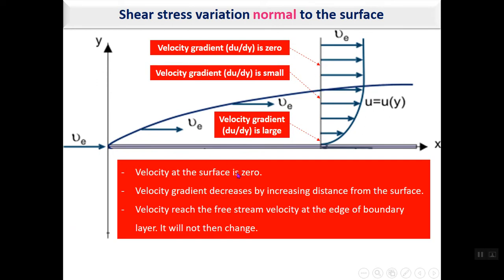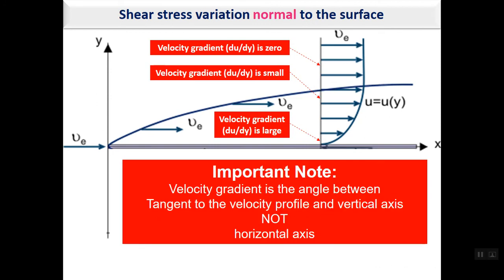So velocity at the surface is 0. Velocity gradient decreases by increasing distance from the surface. Velocity reaches the free stream velocity at the edge of the boundary layer. It will not then change. Okay, so before drawing the variation of shear stress normal to the surface, please note that velocity gradient is the angle between the tangent to the velocity profile and the vertical axis, not the horizontal axis.